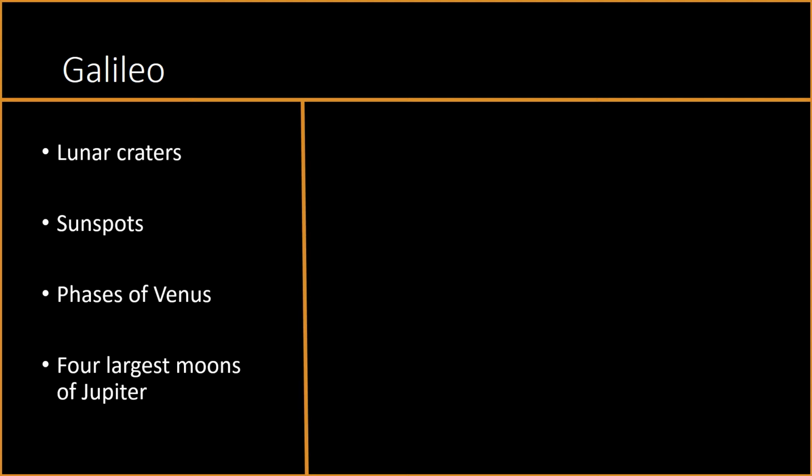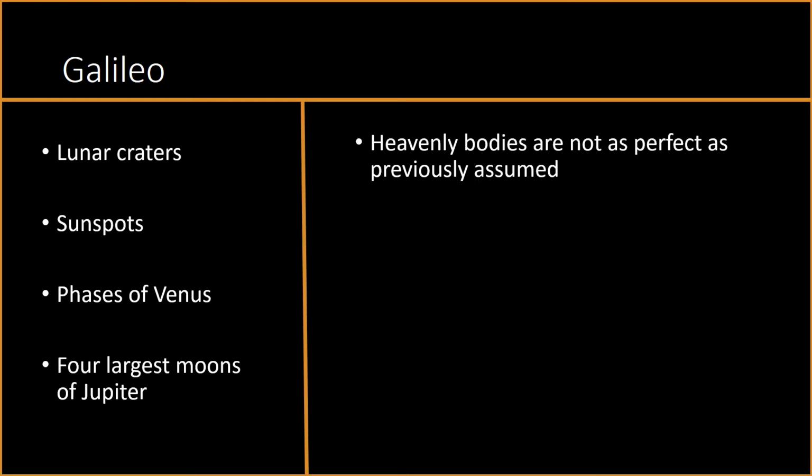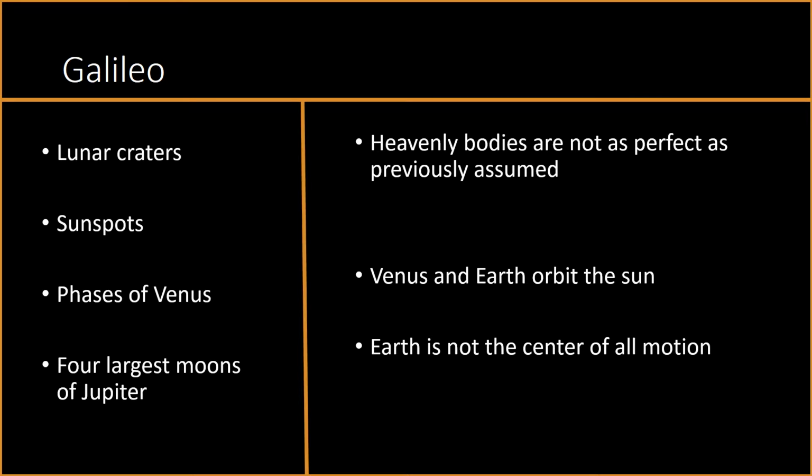Galileo supported the heliocentric model, perhaps prematurely. His improvements to the telescope enabled him to make several major discoveries: lunar craters, sunspots, phases of Venus, and 4 largest moons of Jupiter. These discoveries added support for the heliocentric model, but did not provide direct evidence that the Earth moves. Lunar craters and sunspots indicate that the heavenly bodies are not as perfect as previously assumed. The phases of Venus pointed strongly to both Venus and Earth orbiting the Sun. The moons of Jupiter show that Earth is not the center of all motion.